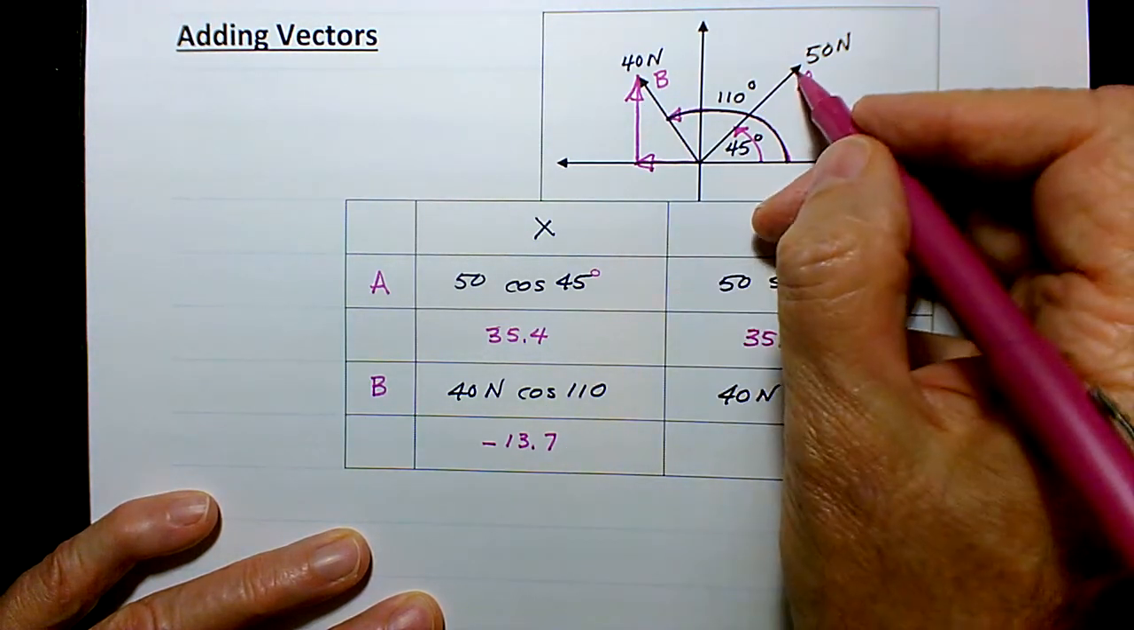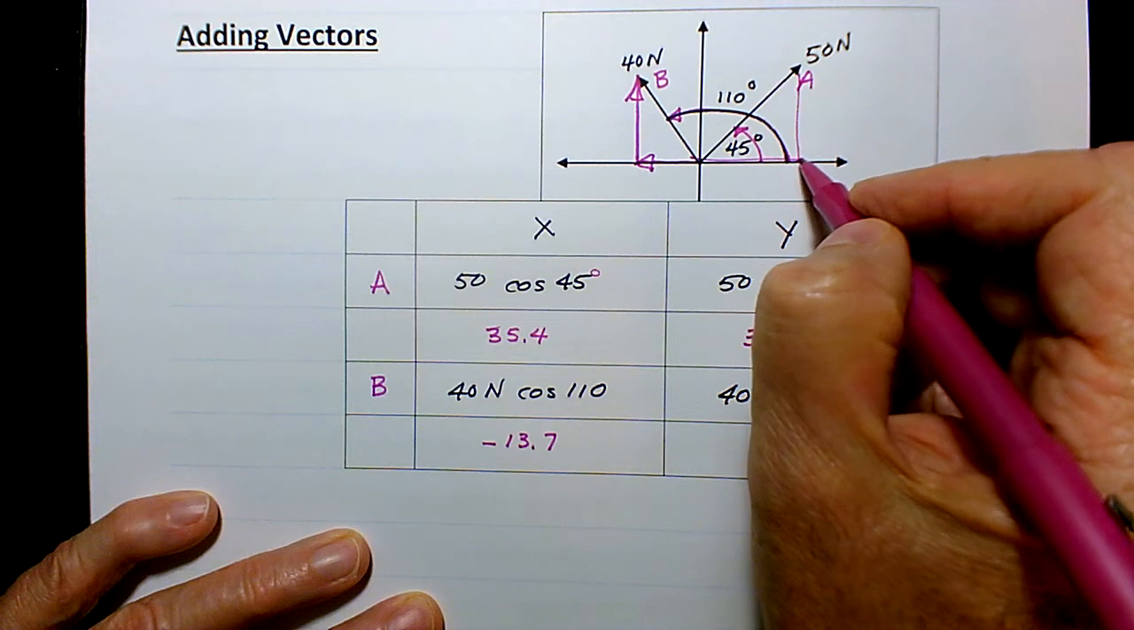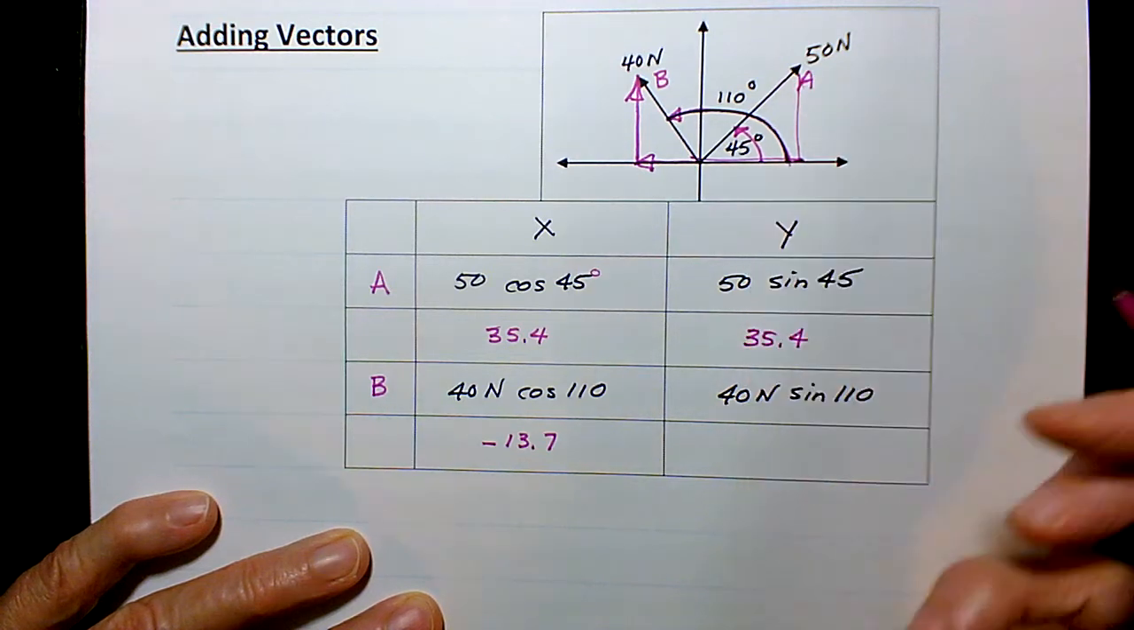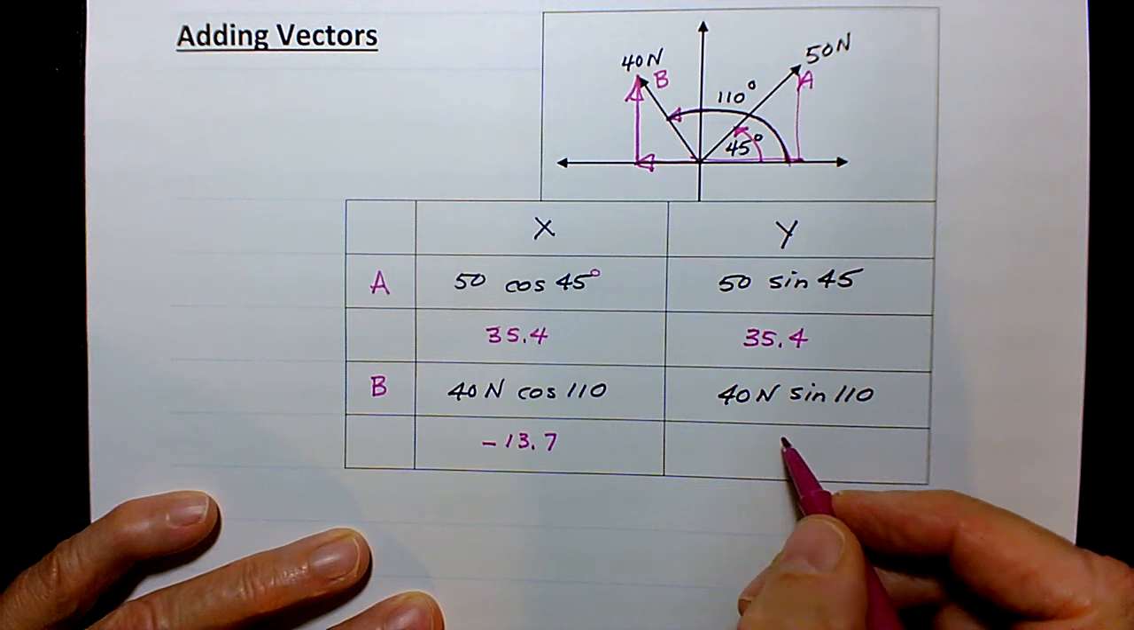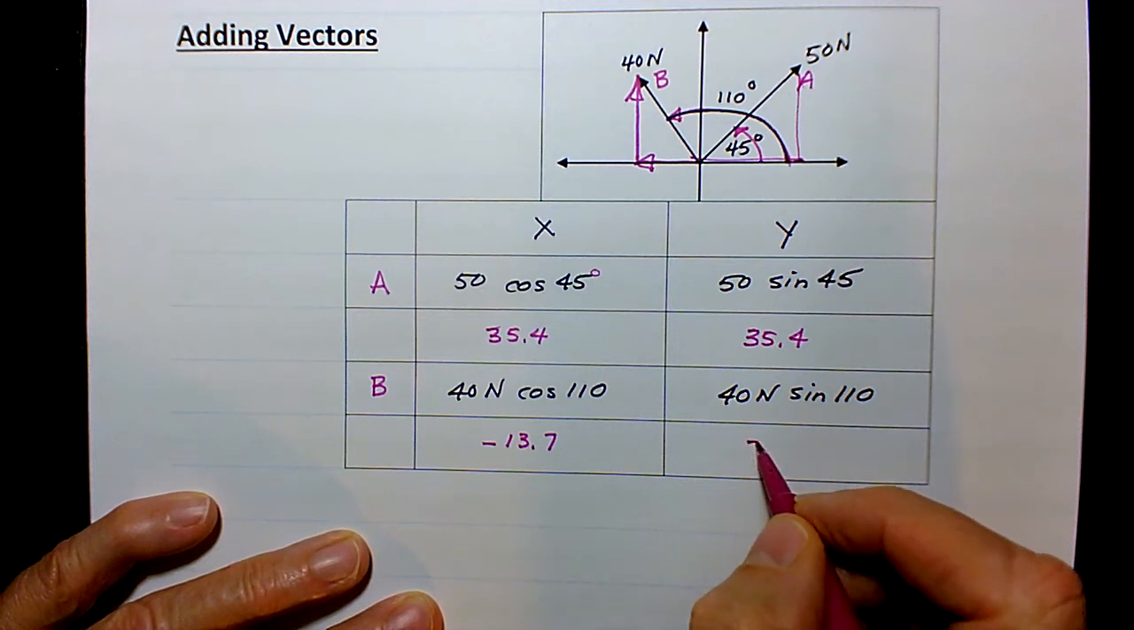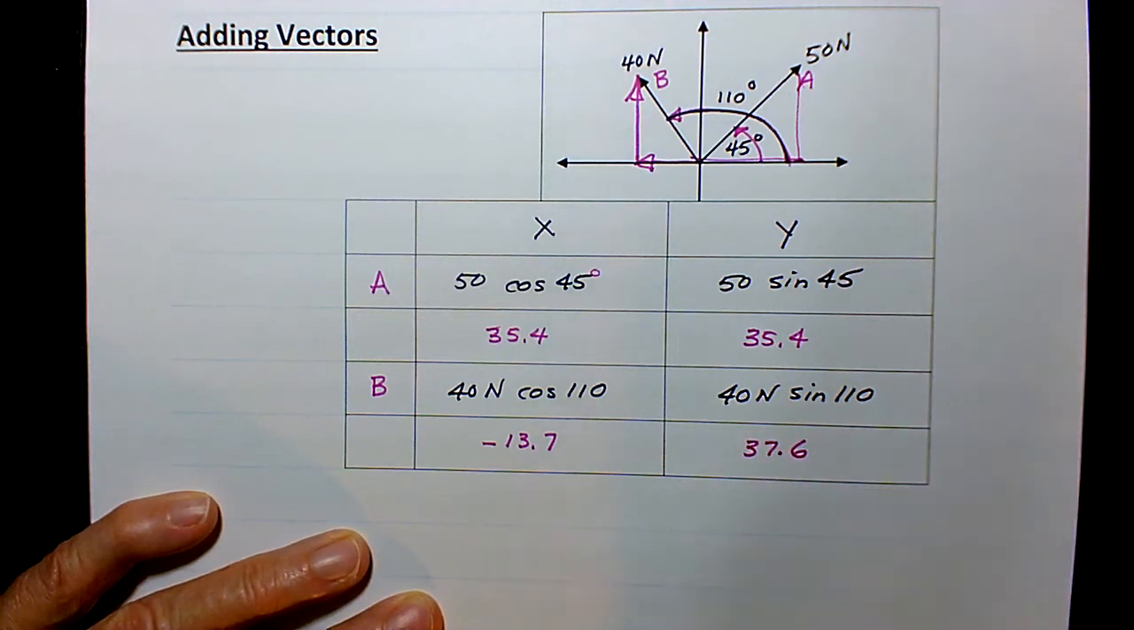This one has both positive x and positive y components. This component is going to be a positive y component. It's going to be 37.6.